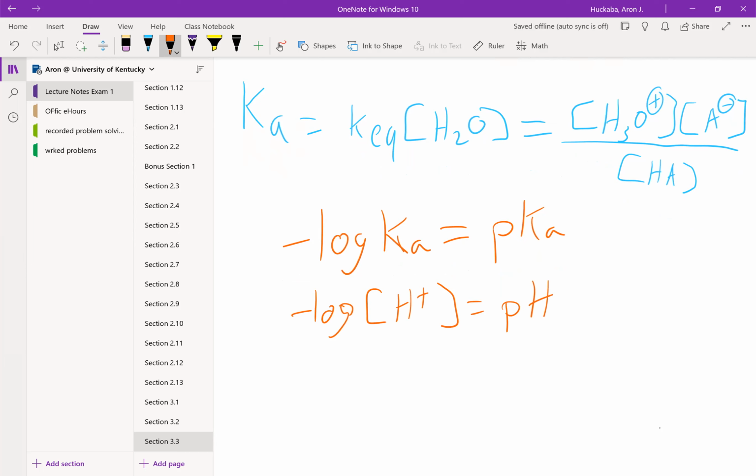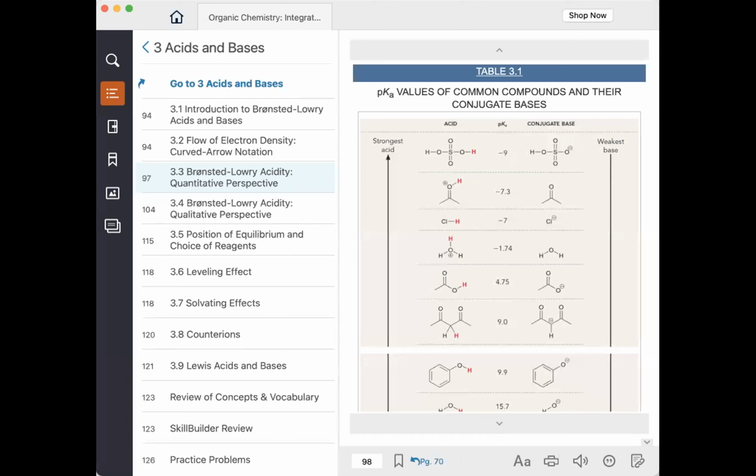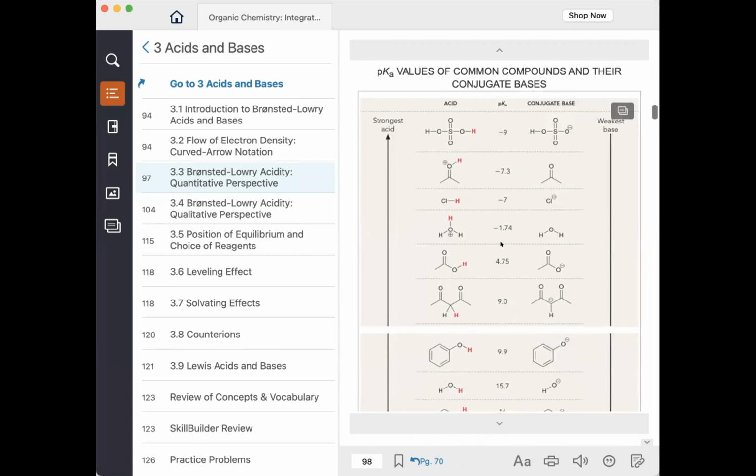And table 3.1 in your book gives some really nice beginning pKa values. As you can see here, you can have some pretty common acids that we'll deal with in this class. You can see like this sulfuric acid has a pKa of -9. It's very strong. A protonated oxygen also is a pretty strong acid, -7. And as you go up in number, that means more positive, you're going to have a weaker and weaker acid.